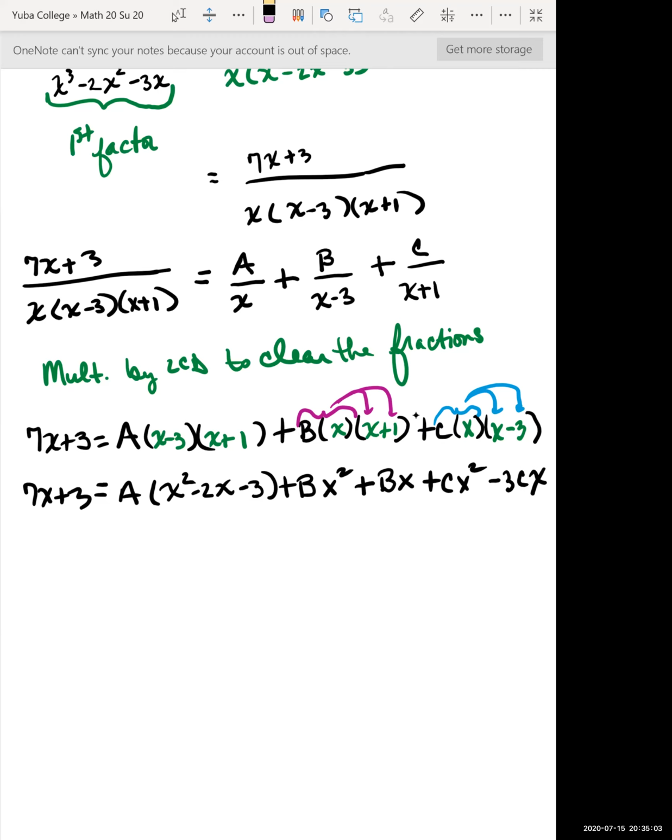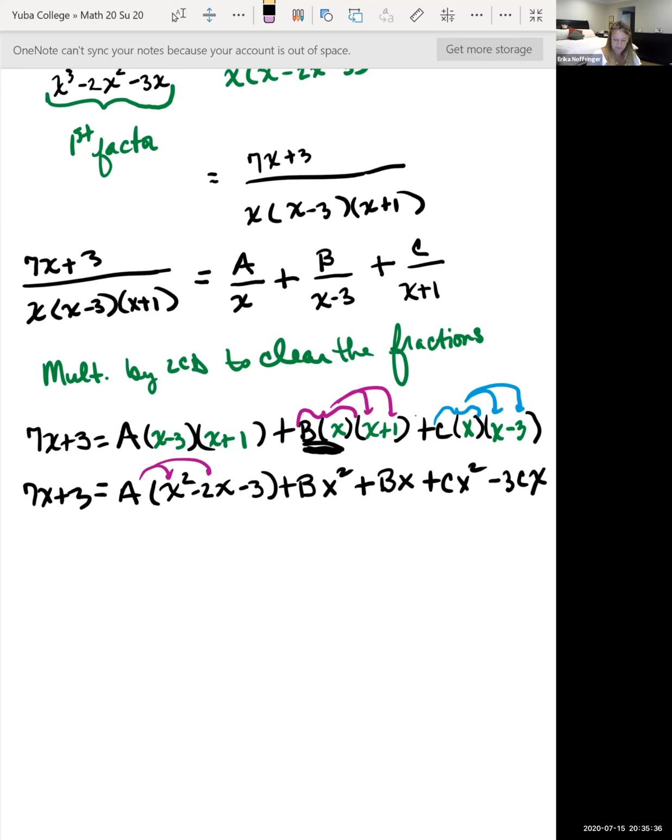Isn't there supposed to also be a bx, or just a b? No, because we got to distribute the b inside the parentheses. And if you distribute b times x, that's bx squared, and bx times the 1 is bx. Oh, okay. So now distribute the a. Thanks, though, because it's possible I could have done something and missed it or left it out by mistake.